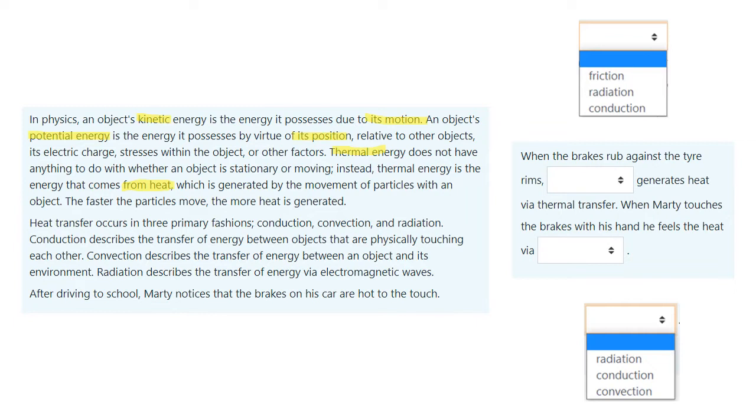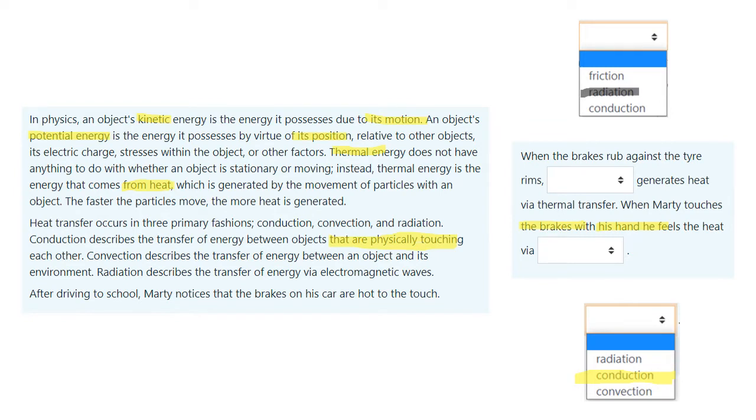Heat transfer occurs in three primary fashions: conduction, convection, and radiation. Conduction describes the transfer of energy when objects are physically touching. So with the hand, he feels the brakes. So this must be an example of conduction. But let's continue. Convection is the energy transfer of an object to the environment, and radiation is the transfer of energy via electromagnetic waves. I think we can take away radiation.